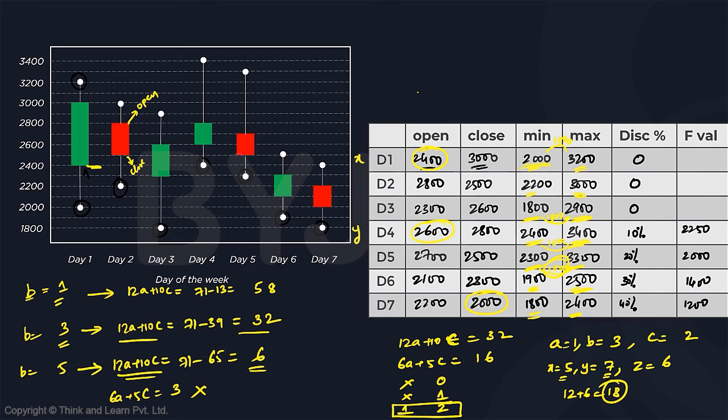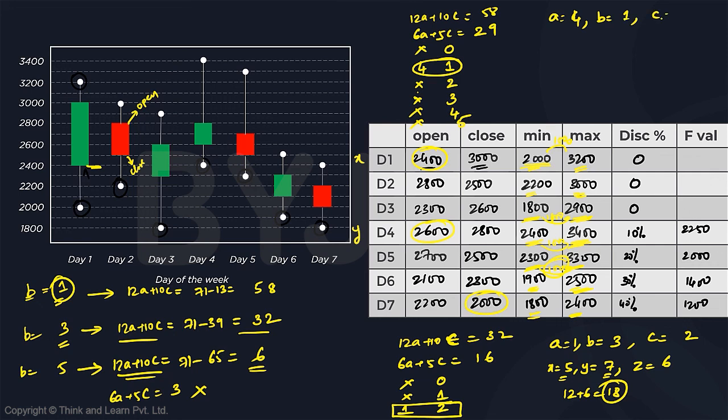So the first case: you will have 12A plus 10C equal to 58, or 6A plus 5C equal to 29. Now what could be the possibility? If C is 0, 6A cannot be equal to 29, so that's not possible. If C is 1, then 29 minus 5 is 24, so A will be 4, since 6 times 4 is 24. If C is 2, A is not possible. If C is 3, 15, then 29 minus 15 is 14, again not possible. If C is 4, 20, 6A is again not possible. If C is 5, 25, this is not possible, and anything beyond that is not possible. So you have only one possibility: A equal to 4, B equal to 1, and C equal to 1.